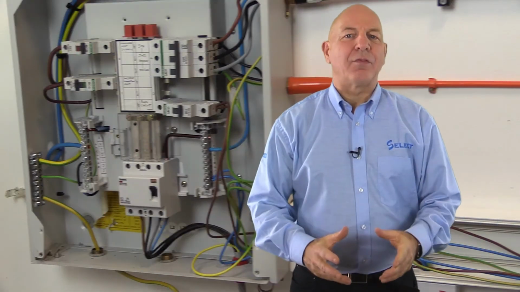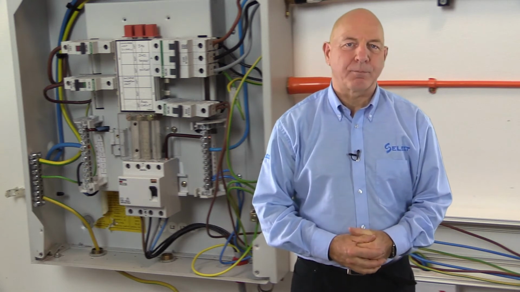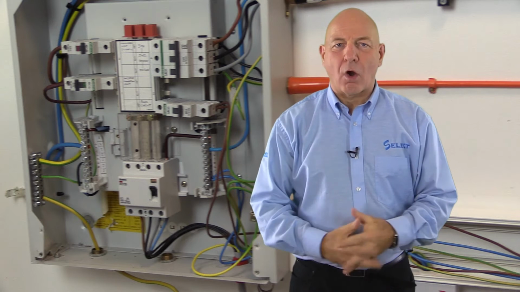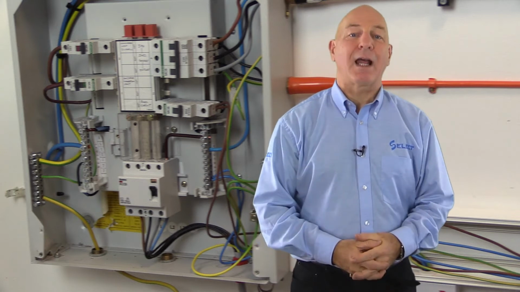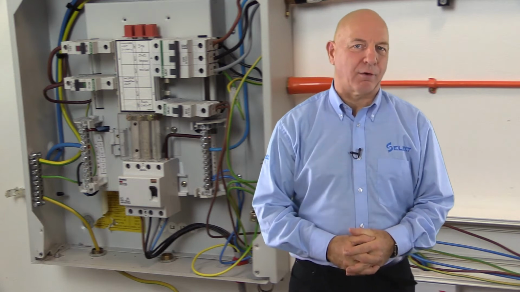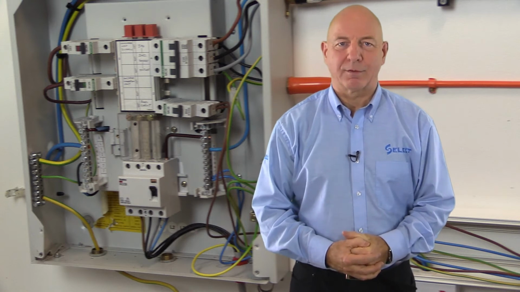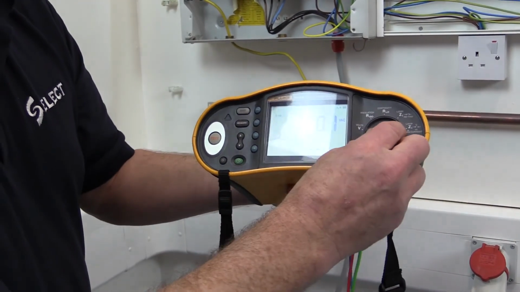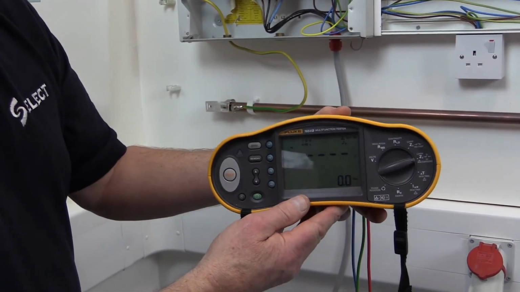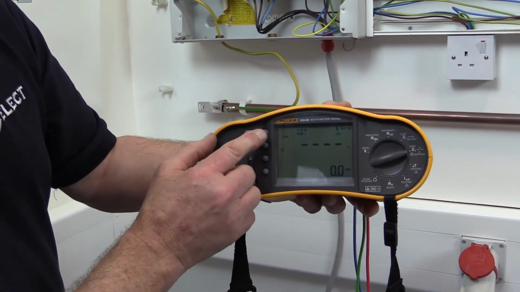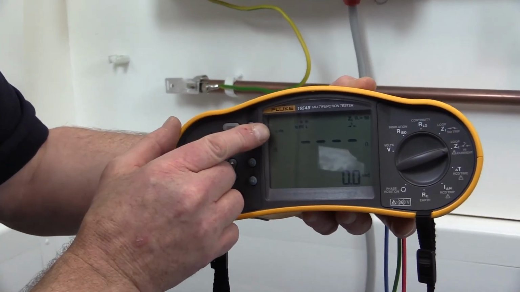Now let's look at the tests that will be necessary to determine the prospective fault current. At the main switch of test rig 2, we need to measure both the prospective earth fault current and the prospective short circuit current. The greater of the two will be the prospective fault current. To measure the prospective earth fault current, we set the test instrument to the high current earth fault loop impedance ZS test setting with the function button set to L-PE.